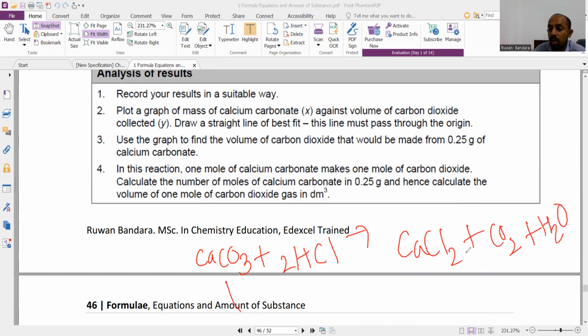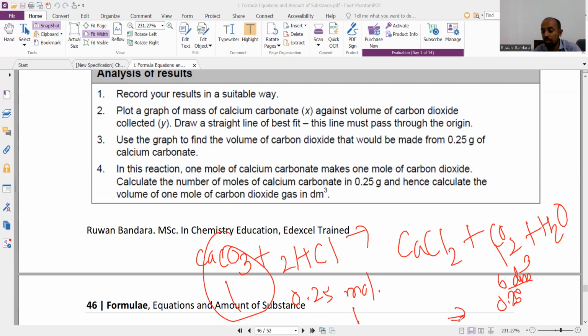The ratio is 1:1. So if you know the moles of this, let's say 0.25 moles, and the volume, let's say you got 6 dm3, this is for 0.25 moles. Then for 1 mole, you divide by 0.25, and you also divide the volume by 0.25. Then you will get the answer. That is how you find the volume of 1 mole. Clear? Yes.